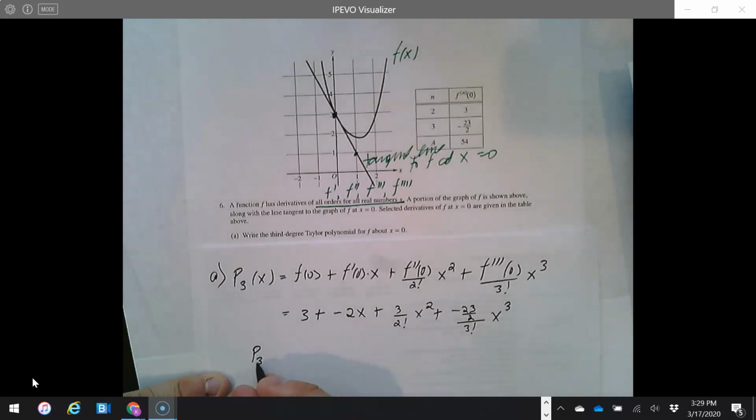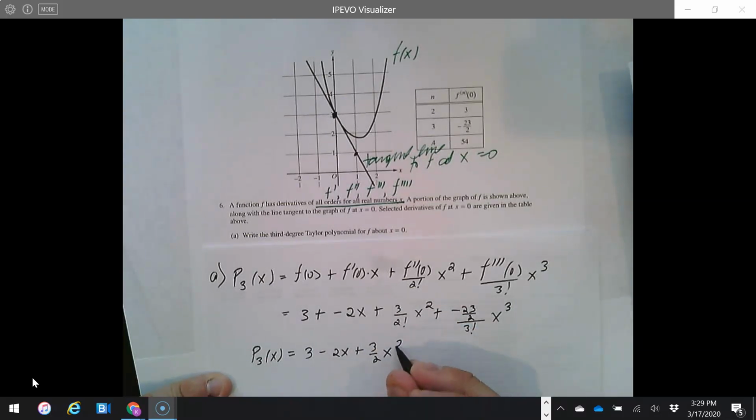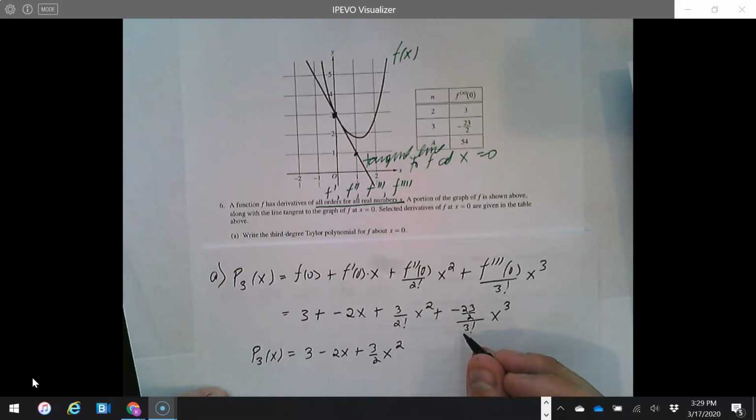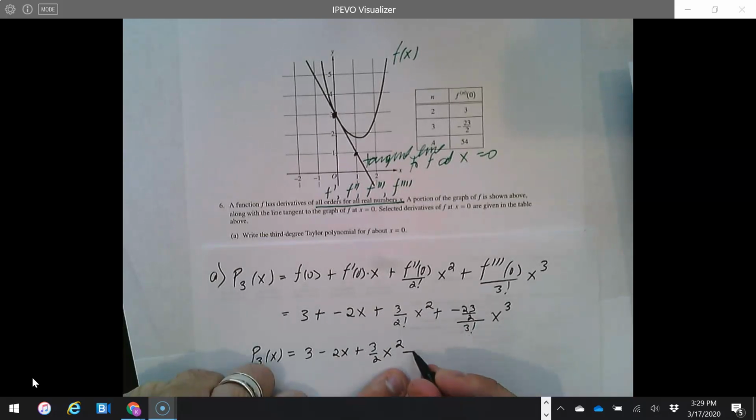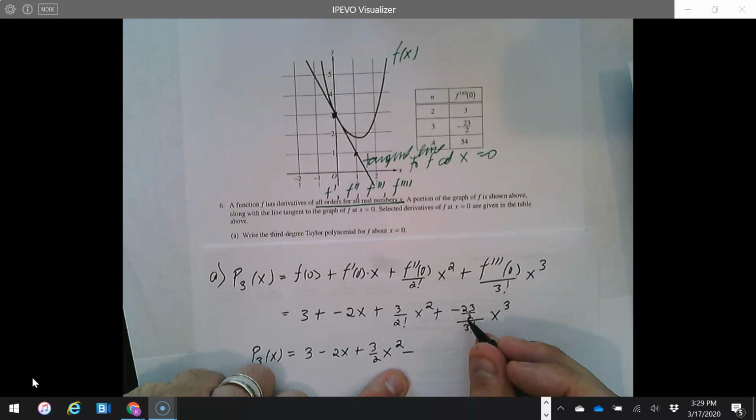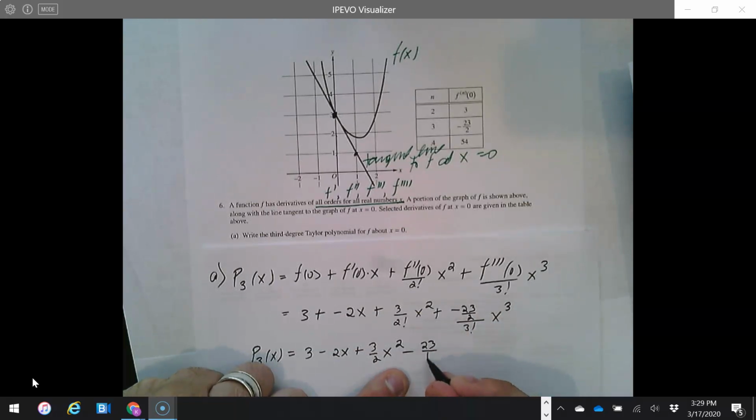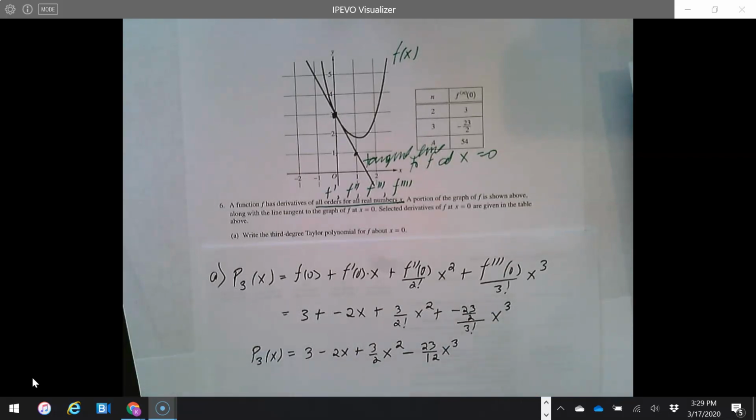I can clean this up to get p sub 3, the third degree Taylor polynomial for f centered at x equals 0, is 3 minus 2x. 3 over 2 factorial is the same as 3 halves. 3 factorial means 3 times 2 times 1, that's 6. Negative 23 over 2 divided by 6 is the same as negative 23 over 2 times 1/6, which is negative 23 over 12 x cubed.